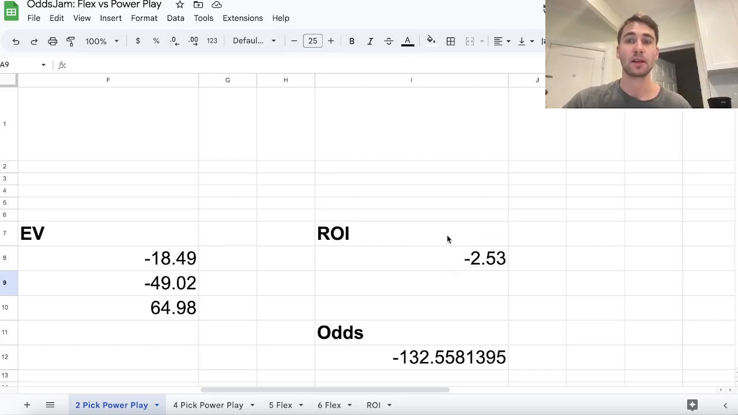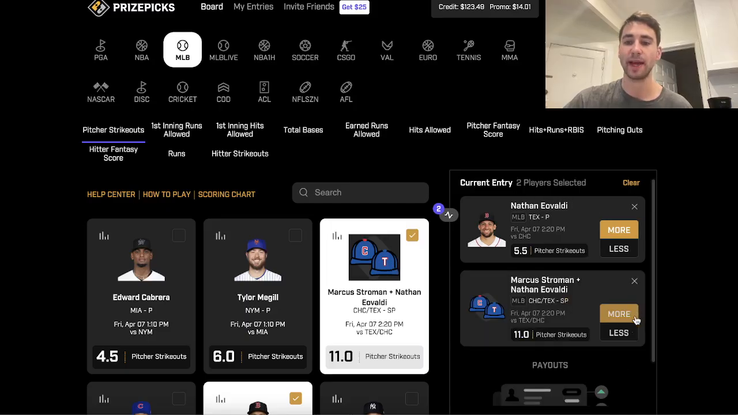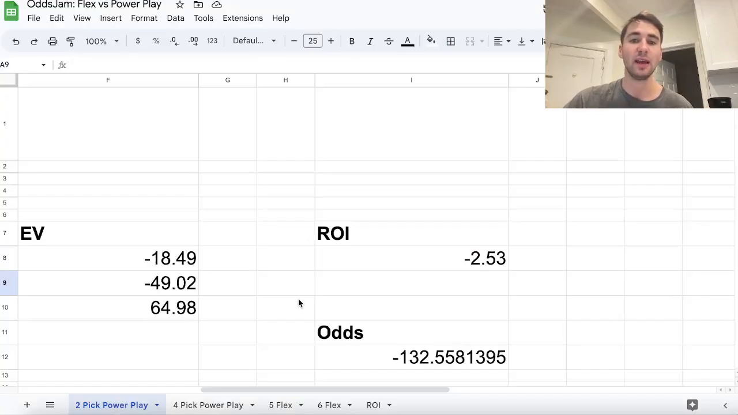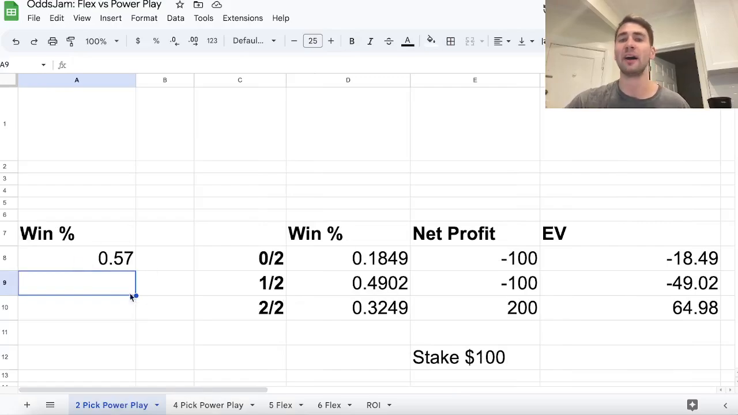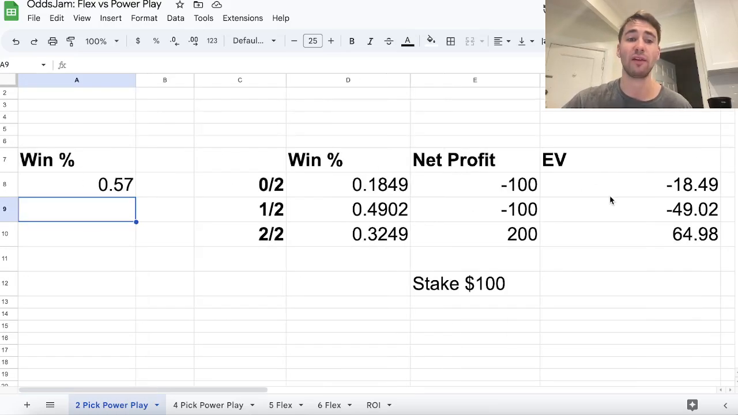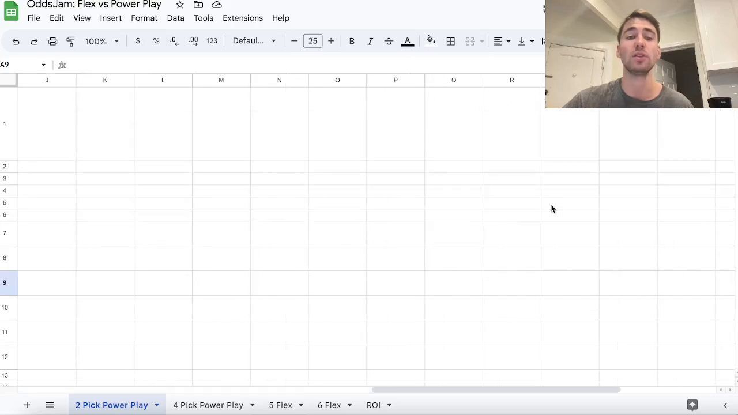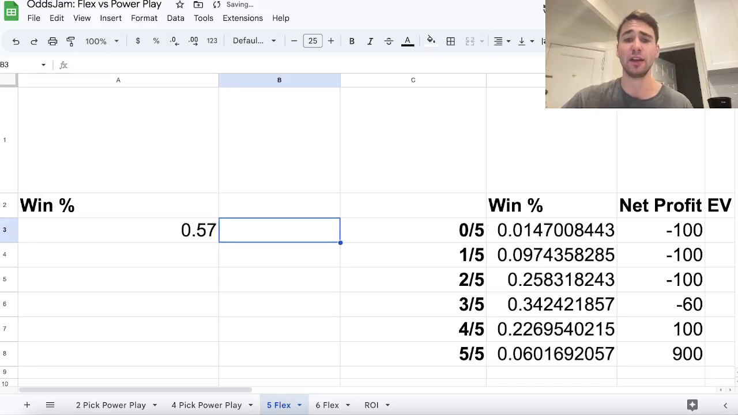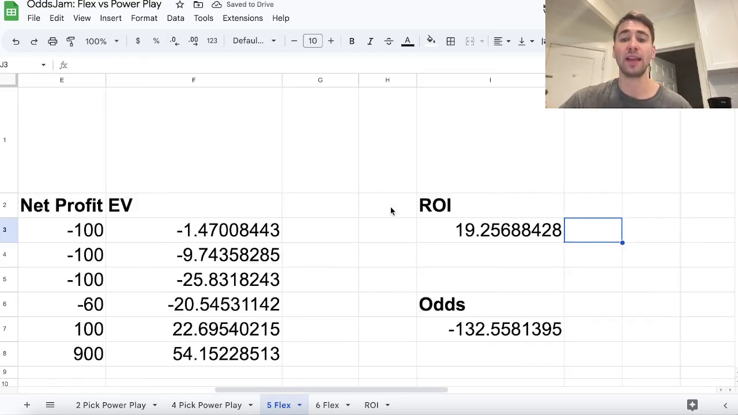Negative. So all I did was I went to PrizePicks, right, and I broke down how their payouts work, and you can see, just literally going through the payouts saying, hey, if I'm winning 57% of my picks, what's my ROI? It's negative for a 2-pick power play if you're winning 57% of your picks. You're still losing long term, whereas in a 5 flex, again, you're going to be super profitable, right?